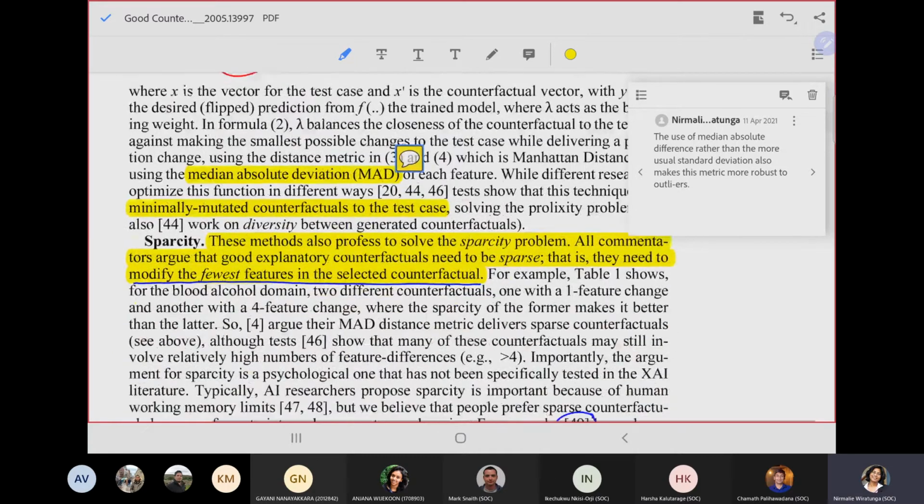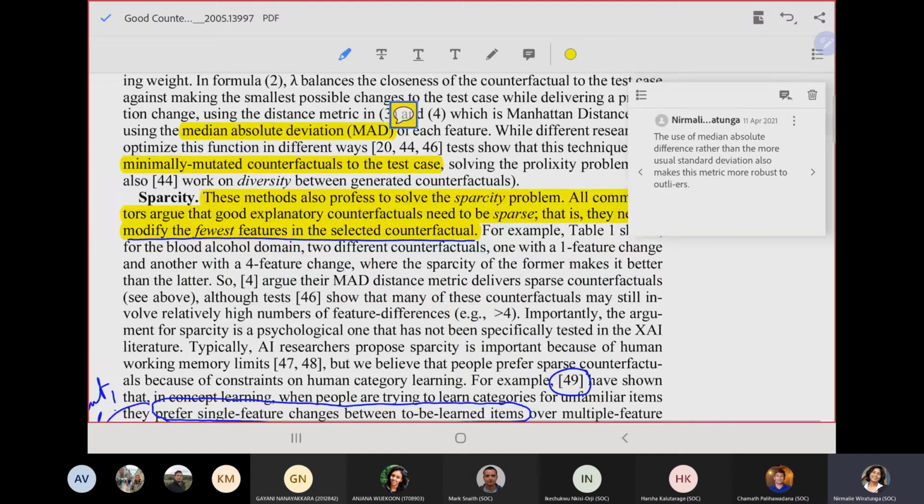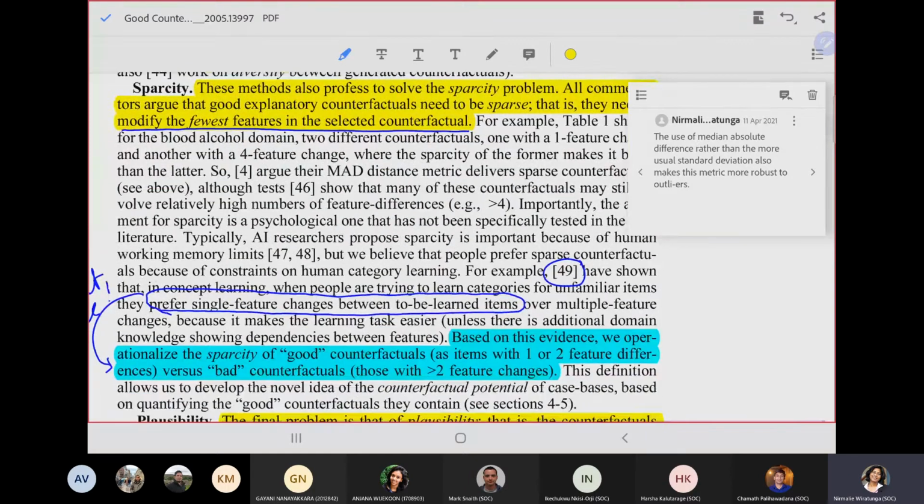Then looking at sparsity, these methods also prefer to solve the sparsity problem. All commentators argue that good explanatory counterfactuals need to be sparse. That is, they need to modify the fewest features in the selected counterfactual. So that is that idea that they need to have a different class, but the features should be minimally different in feature values. That's the property of the sparsity.